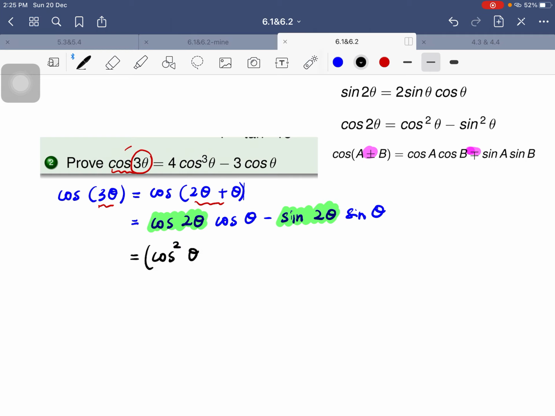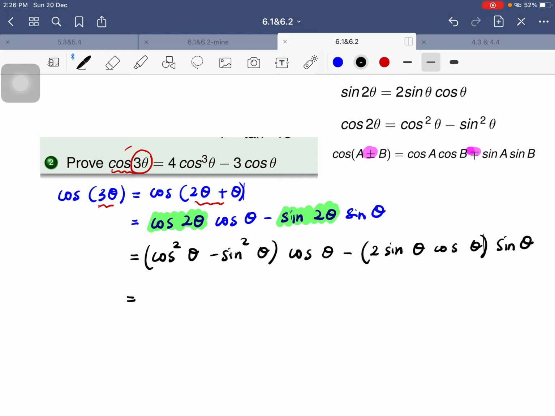So cos 2 theta is actually cos square theta minus sine square theta, multiplied by cos theta. So that's the first term. And sine 2 theta is actually going to be the one that is equal to sine theta cos theta, and multiplied by sine theta. Okay. Right, so I'm going to expand this bracket right here.